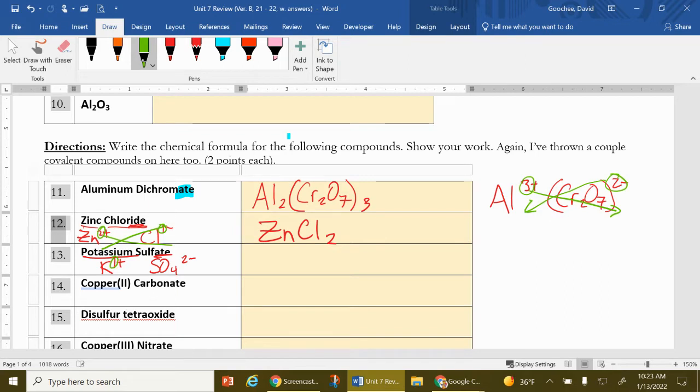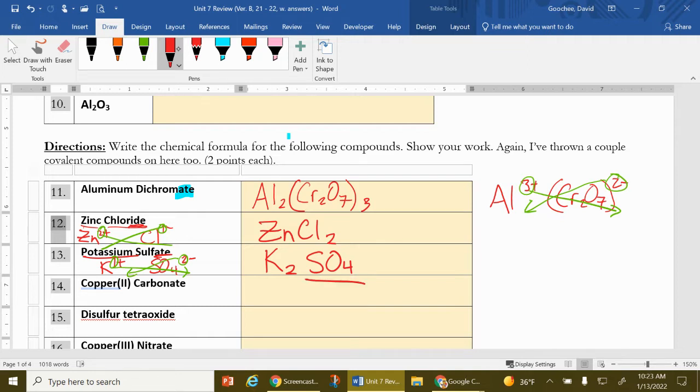We crisscross. Potassium is 1 plus, so we end up with 1 sulfate. Sulfate is 2 minus, so we end up with 2 potassium. So the formula is K2SO4, and the 1 we just leave be. You have 1 SO4. It's not SO, that's not sulfate. SO4 is sulfate. So if we're talking about sulfates, your answer has to have SO4. The only question is, how many are there going to be?